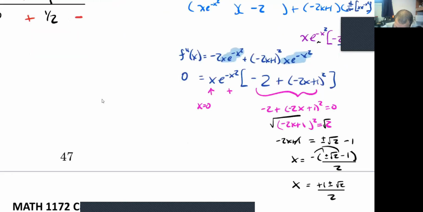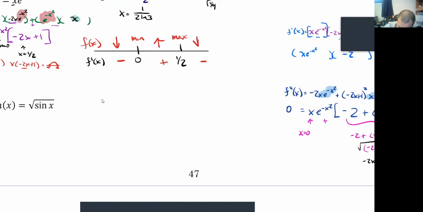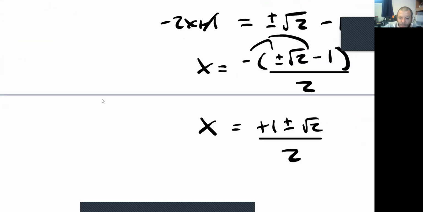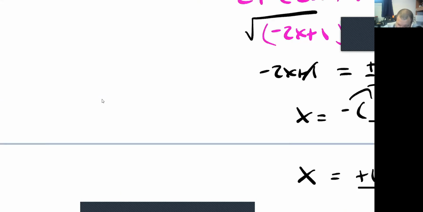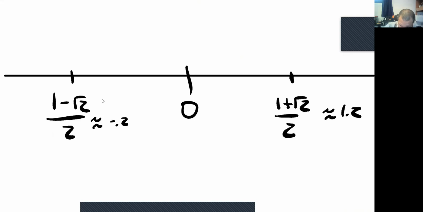I probably should have given ourselves a different page here. So we have potential concavity changes at 0, 1 plus radical 2, right? Radical 2 is about 1.4. So that's going to be like 2.4 over 2. That's going to be like 1.2-ish. So here's our 1 plus rad 2 over 2. And here's 1 minus rad 2 over 2. So that's like negative 0.4 over 2. So this is going to be like negative 0.2, something like that-ish.